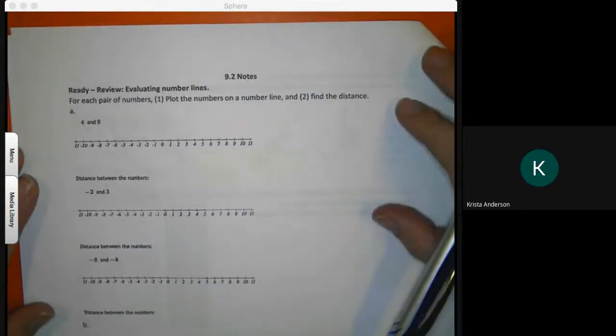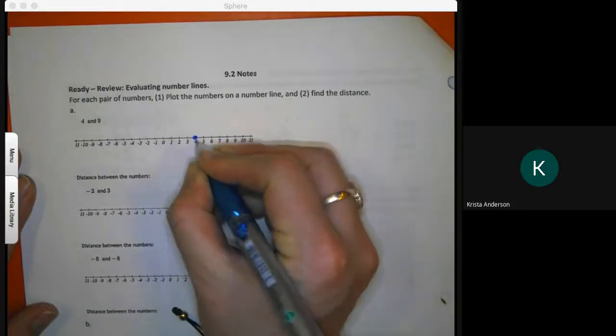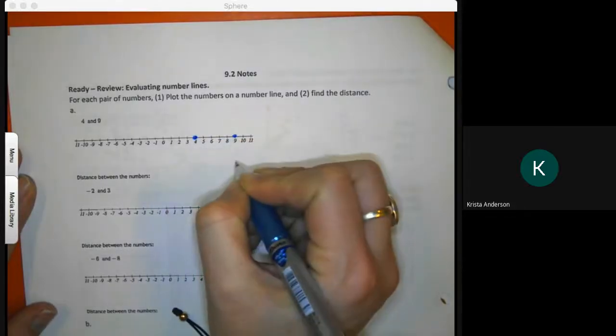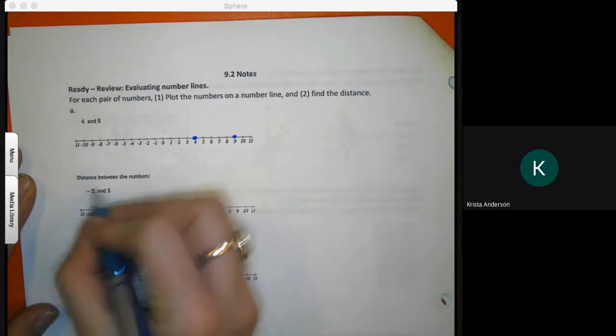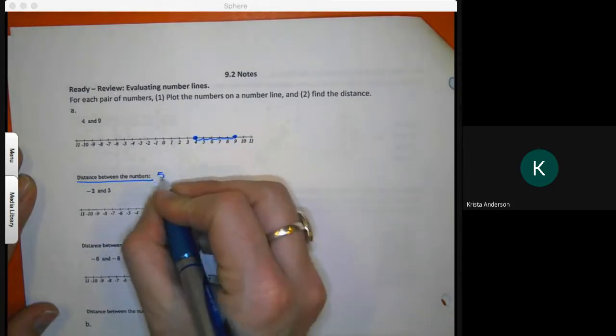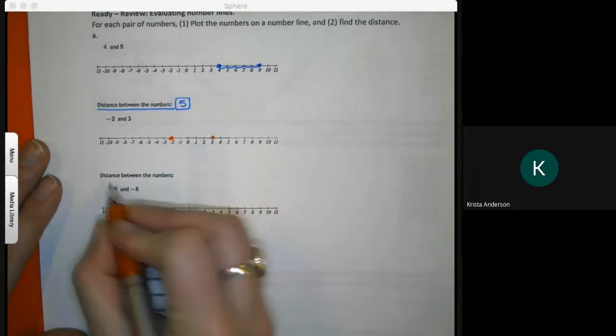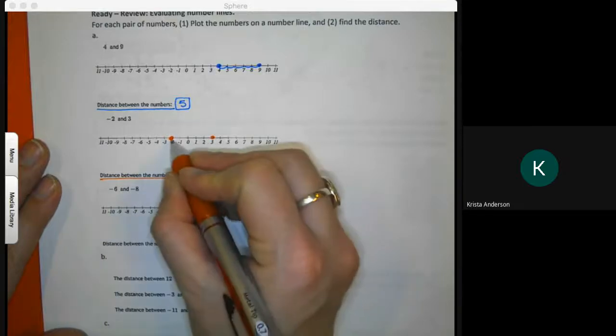The first question says plot the number on the number line and find the distance. So I put a point on +4 and +9. Then I need to find the distance between the numbers, which would be 1, 2, 3, 4, 5. Next, -2 and +3. I need to find the distance between the numbers: 1, 2, 3, 4, 5.